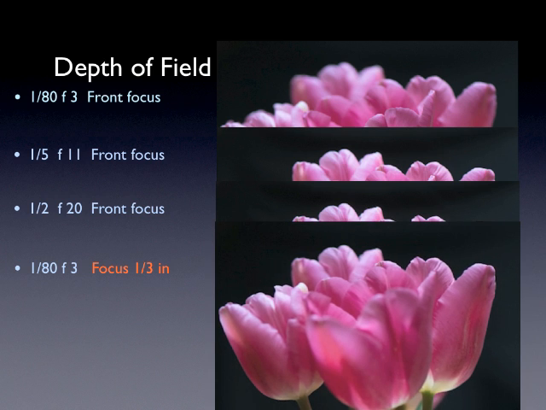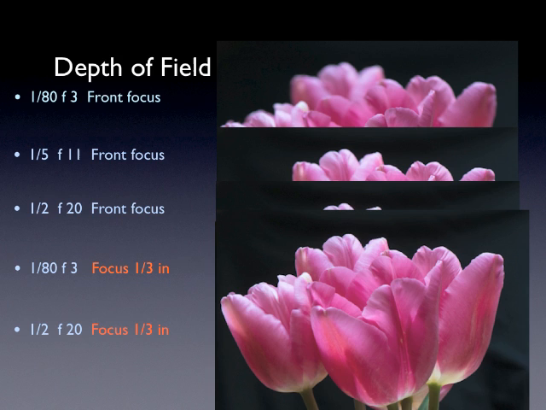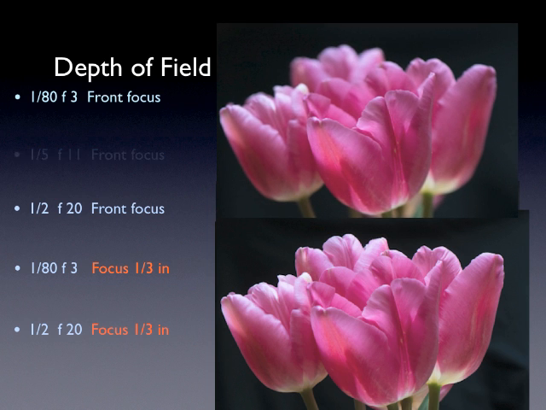Now, in this particular case, I used f3, but I focused 1/3 into the picture, and you can see that the second flower is getting in focus. And now when I did the same thing with f20, I focused 1/3 into the picture. Now you can see that the front of the flowers and the back of the flowers are in focus. And if we compare the two, you can see f3 up top, f20 in the bottom.